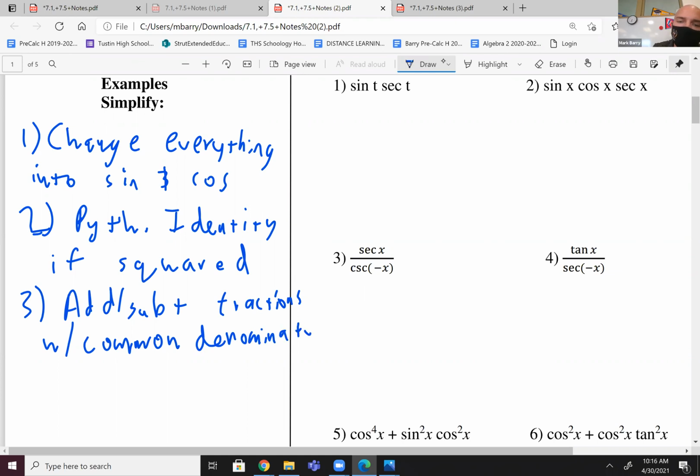I know I don't talk about common denominator a lot in this class. Just kidding. I talk about common denominator like all the time.